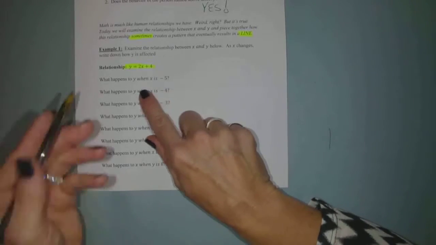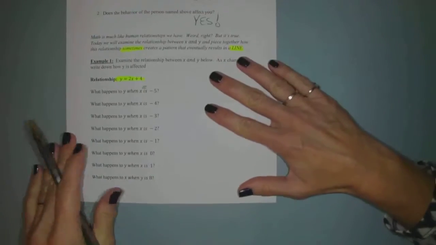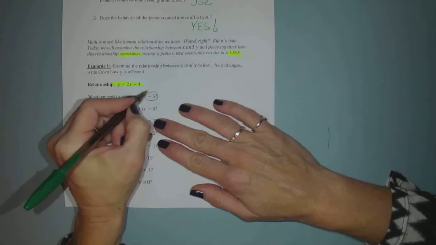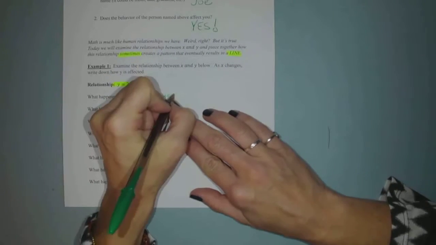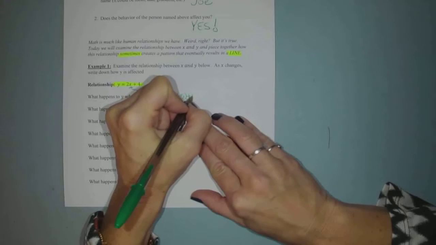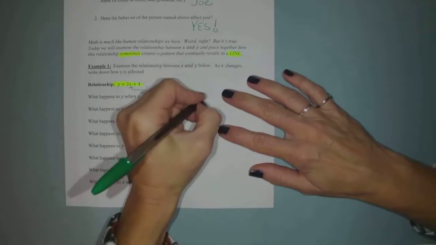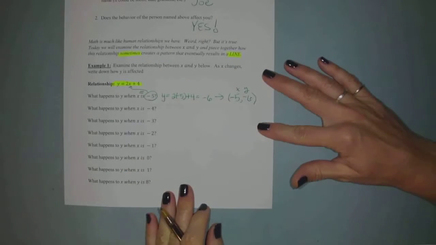Okay, so let's look at it here. It says, what happens to Y when X is -5? Well, we know in math "is" means equals. So when X equals -5, what's Y? So I am just going to plug -5 right up in here for X. So this is going to give me Y equals 2 times -5 plus 4. And if I take 2 times -5, that's -10 plus 4 is -6. So that's the effect. So when X is -5, Y is -6. This is the X-Y relationship.